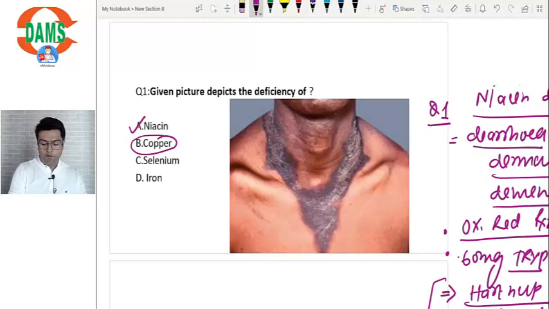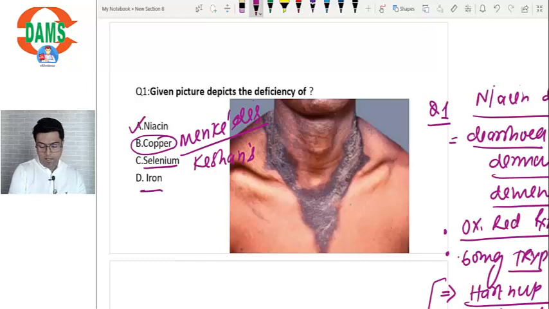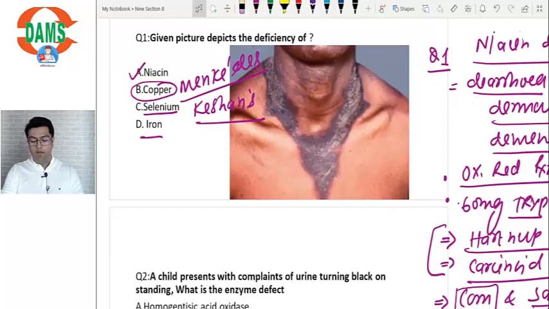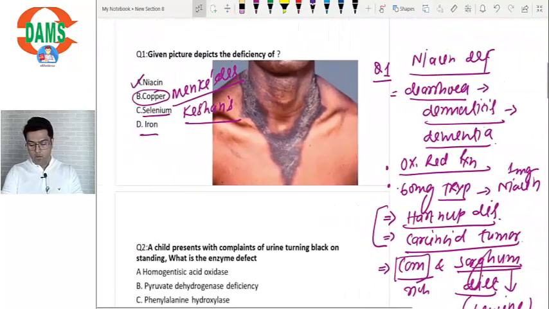What is copper deficiency called? Copper deficiency is called Menkes disease, which presents with a special appearance of the hair called pili torti. Selenium deficiency is called Keshan's disease, and iron deficiency causes microcytic anemia. So Keshan's and Menkes, these names are important ones and you should know them. So that was question number 1.